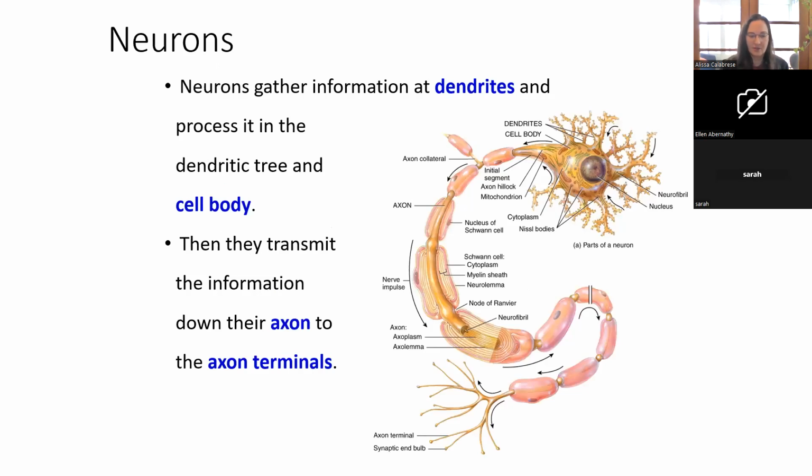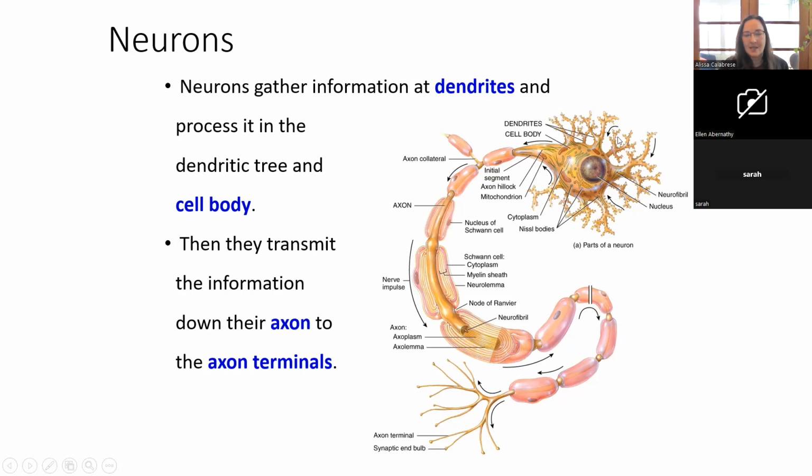So here's that neuron that we were just looking at. A neuron itself is a very large cell. It's got this cell body, and that's where we find the nucleus and a bunch of the other recognizable organelles. You can see some endoplasmic reticula, some mitochondria.